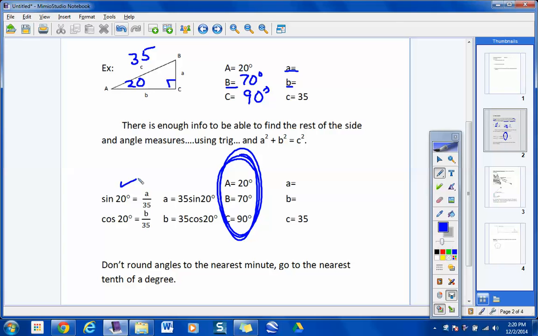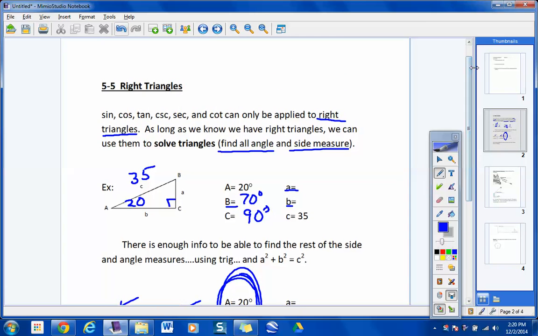I'm not going to talk too much about this right here. I don't like the way that the notes are written for this part. So what I think I'm going to do is set up something different here to help you find A and to help you find B. Even though this kind of tells you what to do to find side A and side B, I think there's a better way to do it to see it better. All right? So here's what I'm going to do.